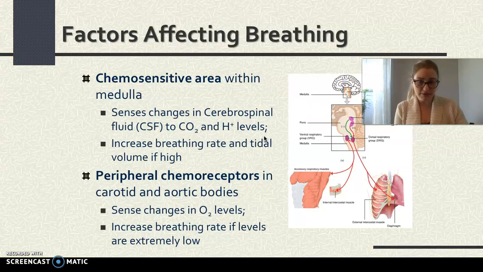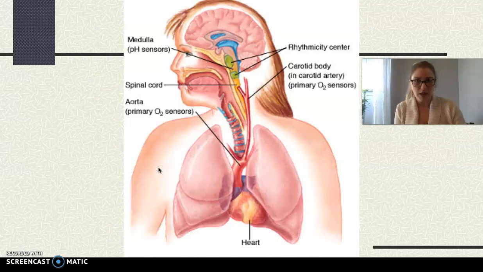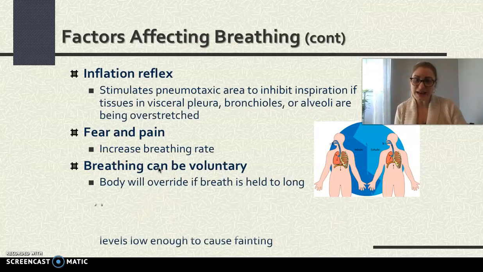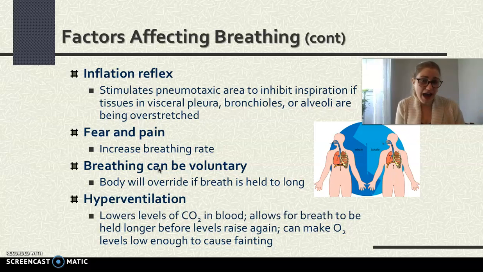This is a great summary slide of everything we went over. You have the medulla oblongata as well as the pons, which are going to look at that carbon dioxide and pH level. And then you also have some peripheral chemoreceptors found in the carotid arteries and in the aortic arch that are going to be looking at the oxygen concentration as well. Make sure that you at least have enough oxygen to keep things running. And lastly, you can have an alteration in your breathing rate if you are scared or in pain. And you can control your own breathing rate, which is what I'm going to ask you guys to do next.